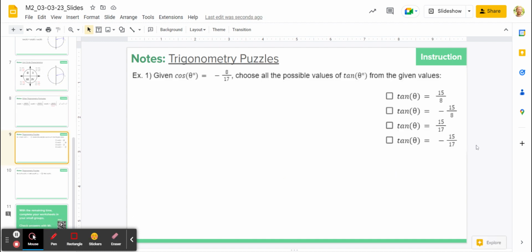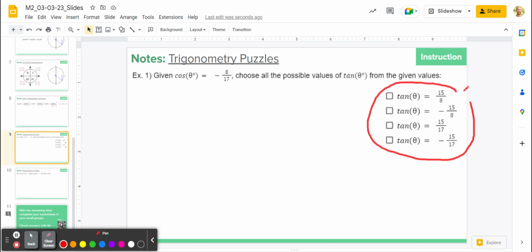So we're going to go through two examples, tying everything together, our unit circle knowledge, our triangle knowledge. So first things first, if we're given cosine of theta equals negative 8 over 17, we're going to want to choose all the possible values of tangent from the given values below. So we're going to have to logic our way through and say, okay, which one of these are possible here? So let's start with what we know about cosine.